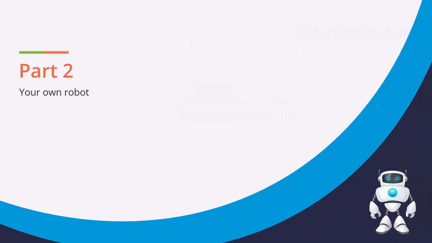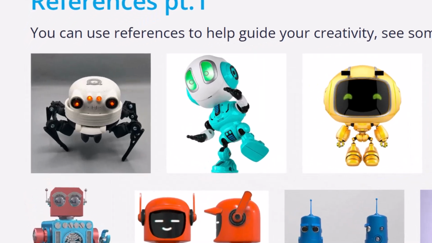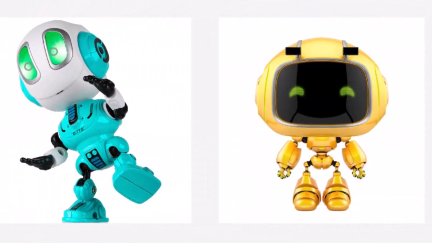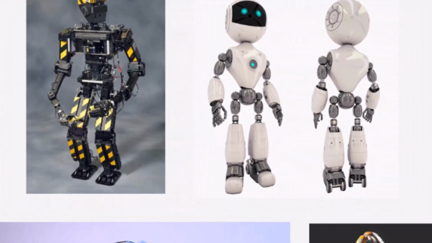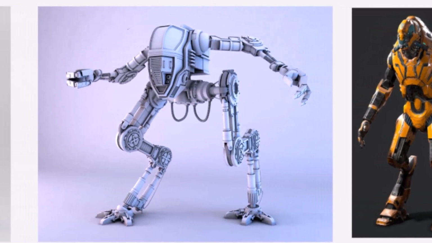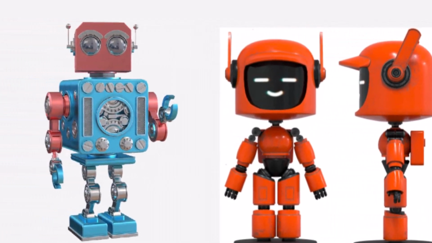Part 2 is to create your own robot. You will be using your knowledge of the various modeling techniques and tools to create a robot. This should be your own work, so please do not follow a tutorial for it. The type of robot can vary, but remember that this is your final project, so you should aim to create or recreate a robot that will best show your understanding of the entire course.